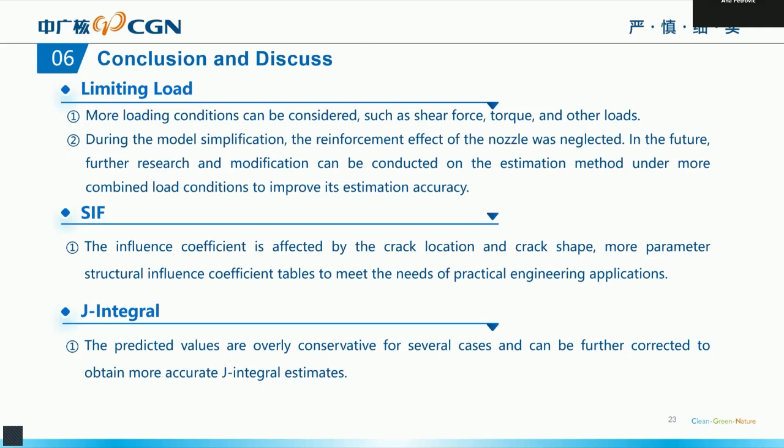And for the J integral, the predicted values are over conservative for several cases and can be further corrected to obtain more accurate J integral estimations.